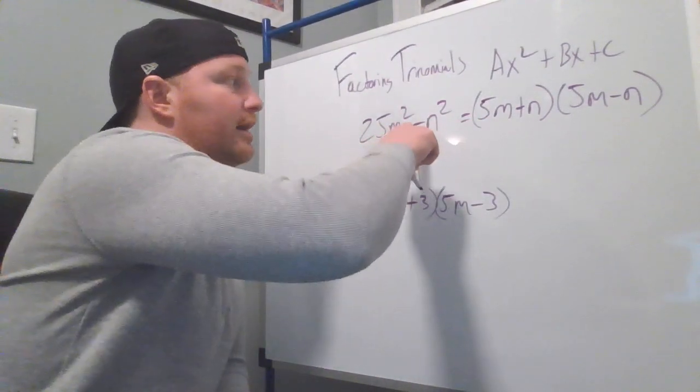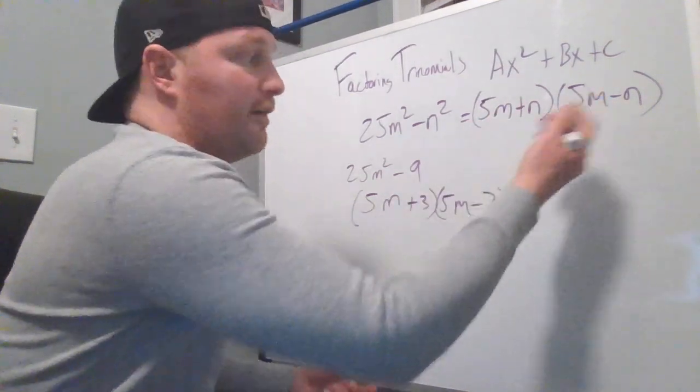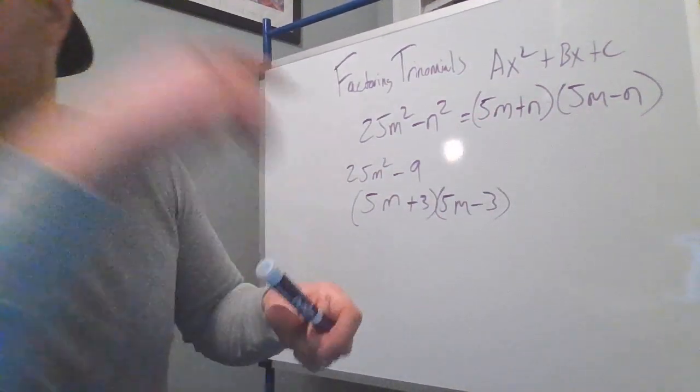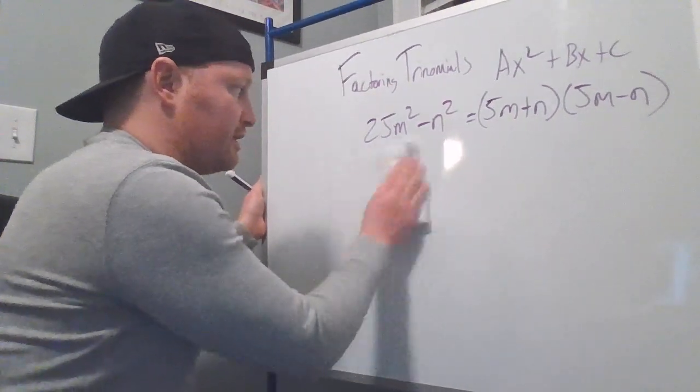And this 5m times negative n, like here, if I carry out FOIL, because some of you did ask me to go over what FOIL is, and that's part of today's lesson.